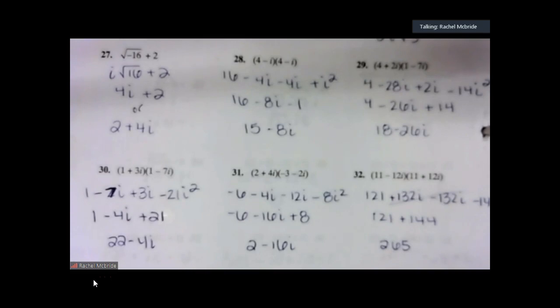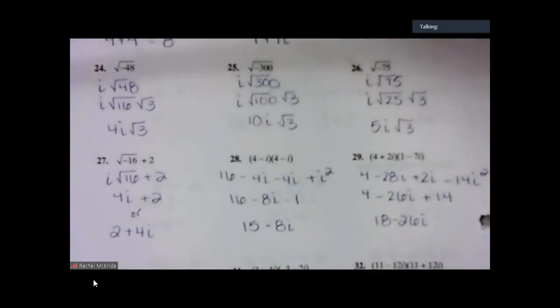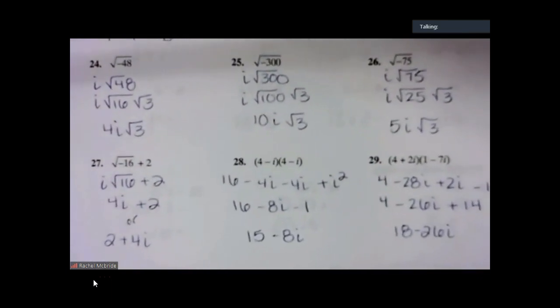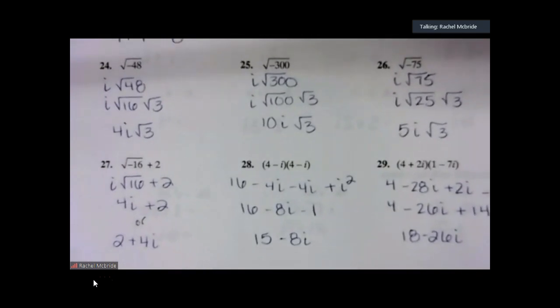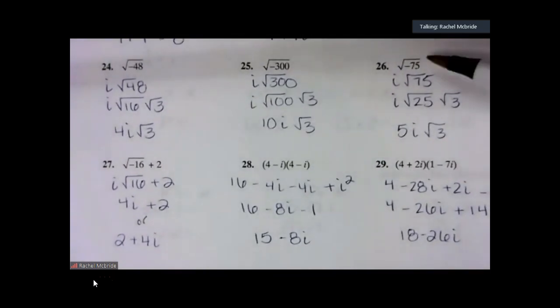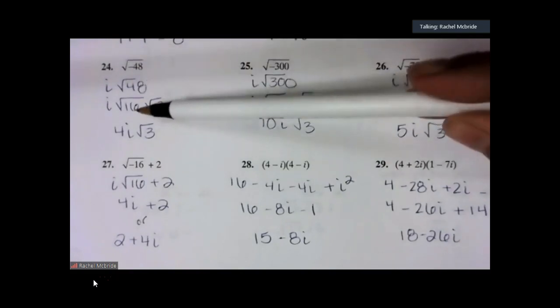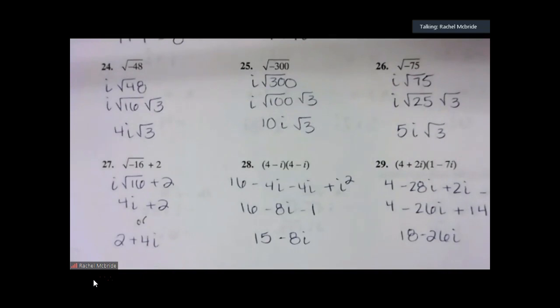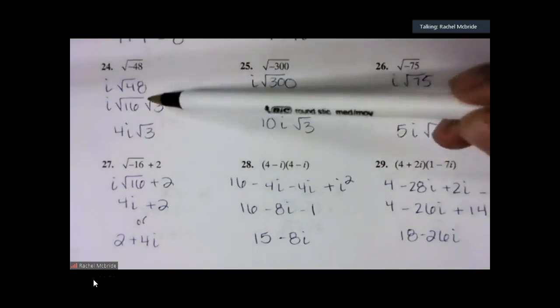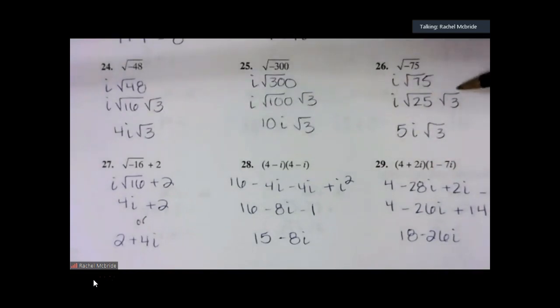So 24, 25, and 26 are all negative square roots, which means all of their answers get an i. After you bring out all of the i's, then you simplify the radicals. And again, to simplify a radical, you are looking for the largest perfect square that goes into that number. You take the square root of your perfect square, and then the leftovers stay underneath.